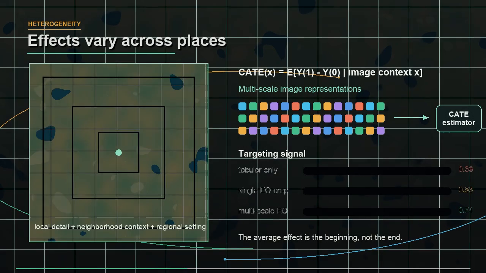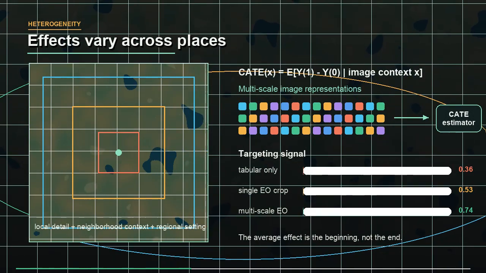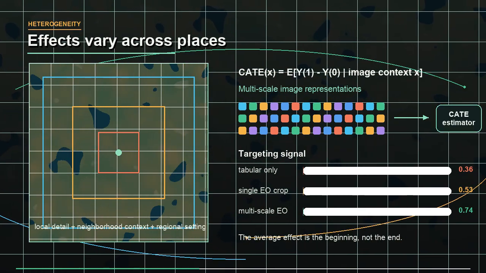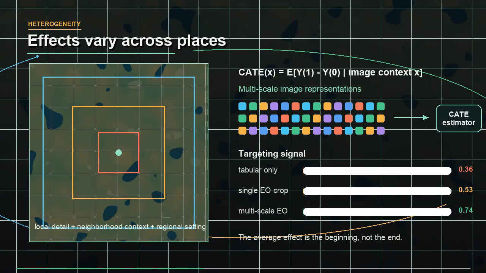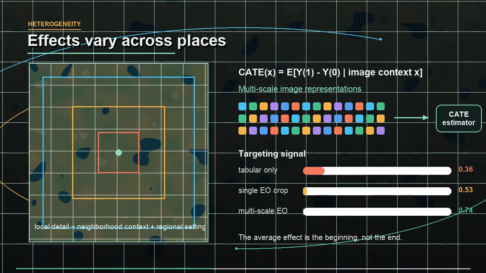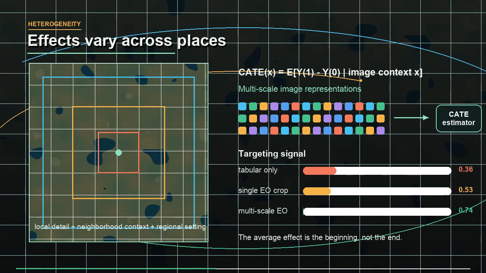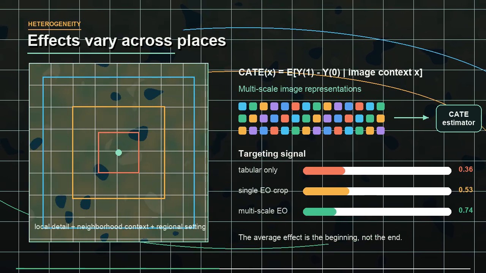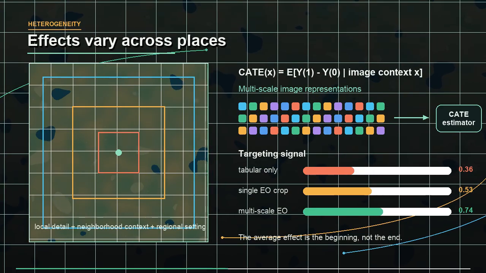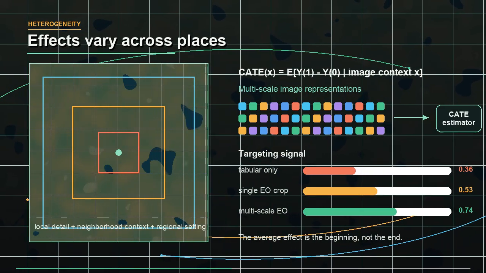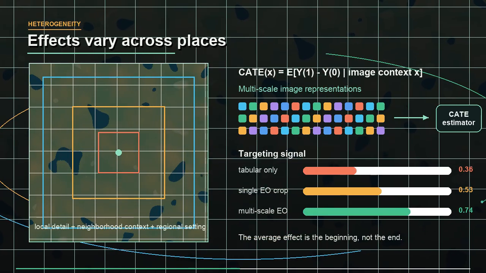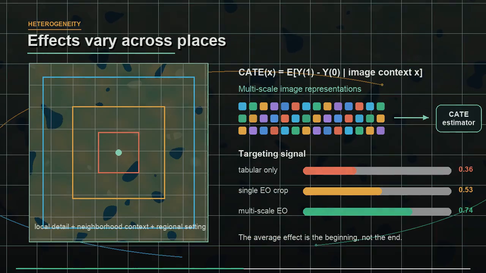One core use case is treatment effect heterogeneity. The average effect can hide where an intervention works best, where it fails, and why. Satellite imagery adds context that surveys often miss: settlement form, road access, vegetation, urban expansion, and neighborhood structure. The nitty-gritty matters. A single crop size may miss the signal. A small patch can capture household-level detail, while a larger patch captures markets, terrain, and regional context. Multi-scale representations concatenate those views, then feed a familiar CATE estimator such as a causal forest or R-learner.